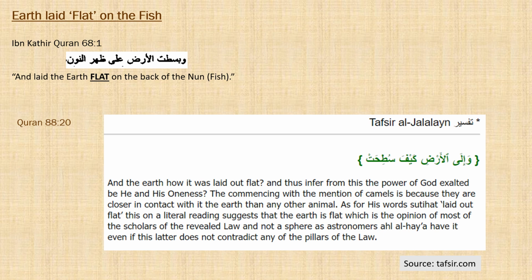In the commentary of Quran 88:20, it says, by quoting directly from the Quran, "And the earth, how it was laid out flat," and thus infer from this the power of God, exalted be He, and His oneness. The commencing with the mention of camels is because they are closer in contact with it, the earth, than any other animal. As for his word sutihat, this word is translated as laid out flat. This on a literal reading suggests that the earth is flat, which is the opinion of most of the scholars of the revealed law. And it goes on.